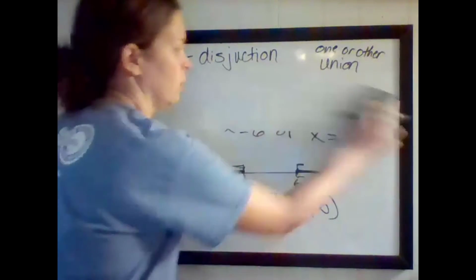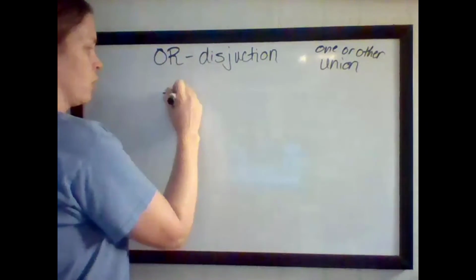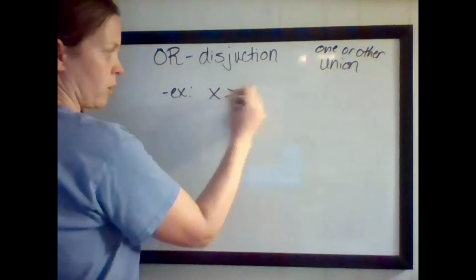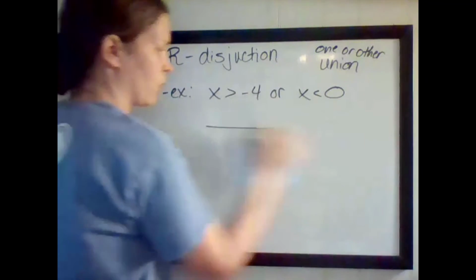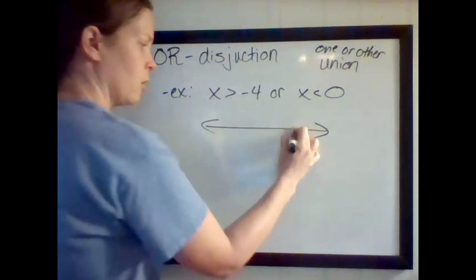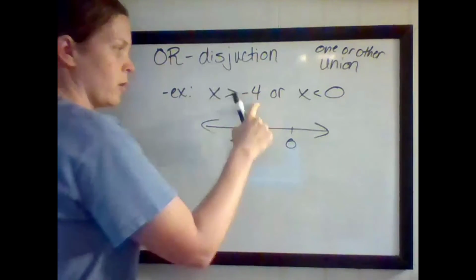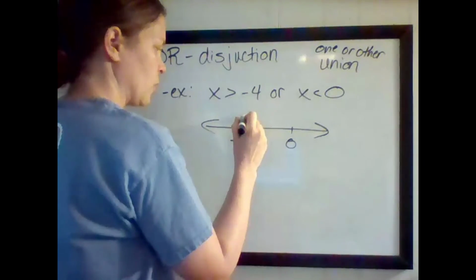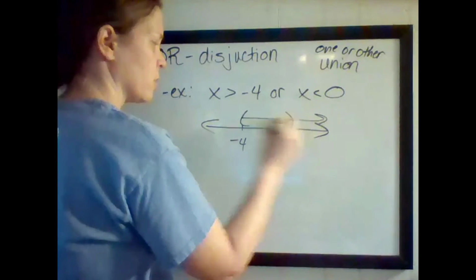Okay, so last one. One more disjunction. x is greater than negative 4, or x is less than 0. Again, didn't have to solve anything in this one. I'm just going to jump right into seeing what happens. x is greater than negative 4, so that's going to be this way. x is less than 0, that's going to be this way.